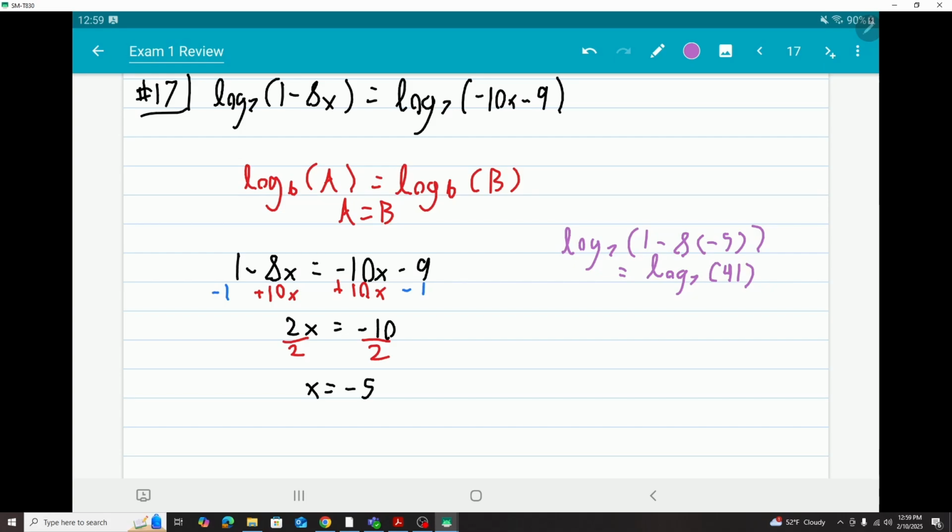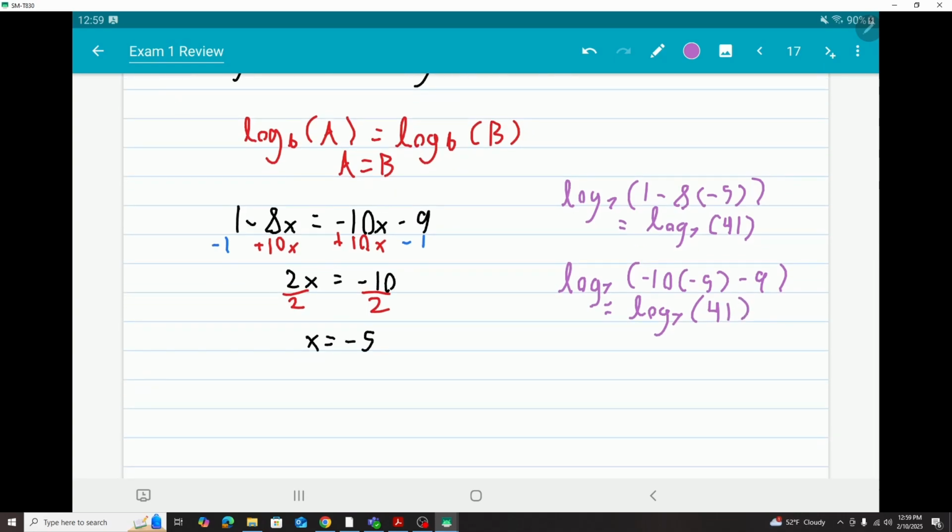Okay, but still, it's a positive number, so that's fine. Log base 7 of minus 10 times minus 5, that's a positive 50. Minus 9 gives us log base 7 of positive 41.